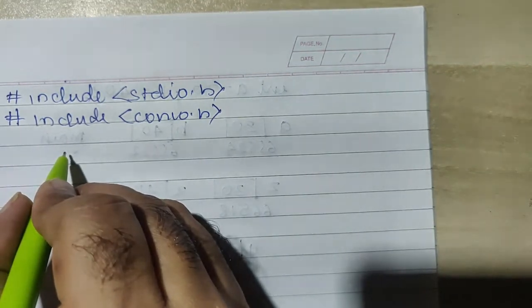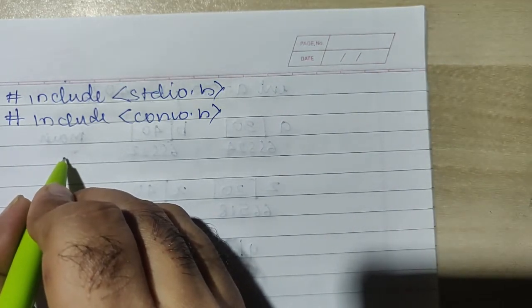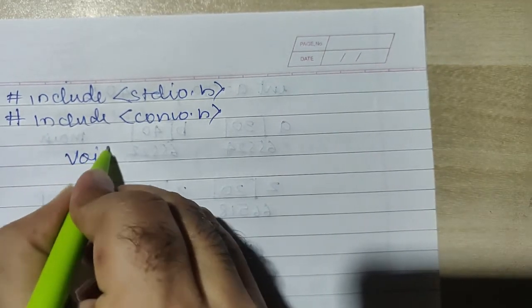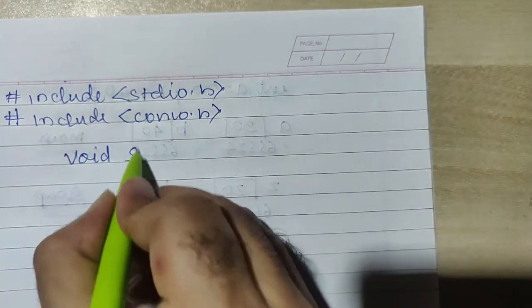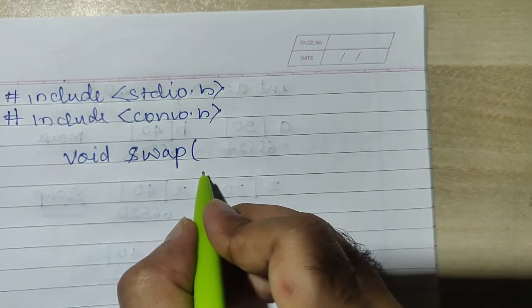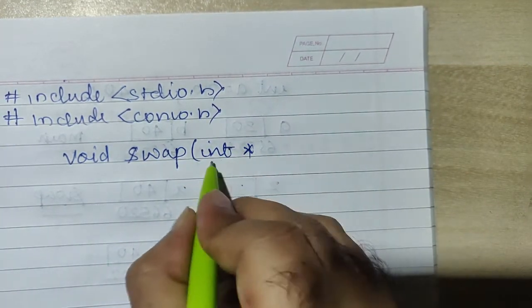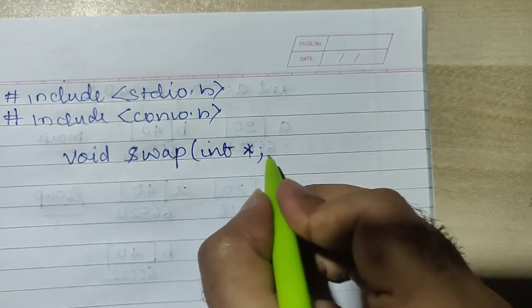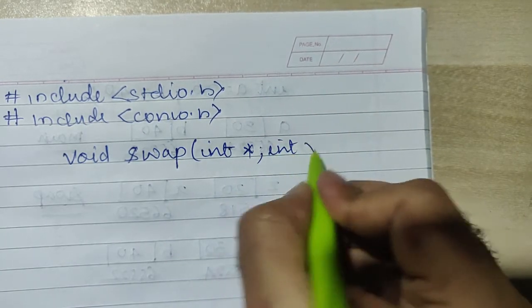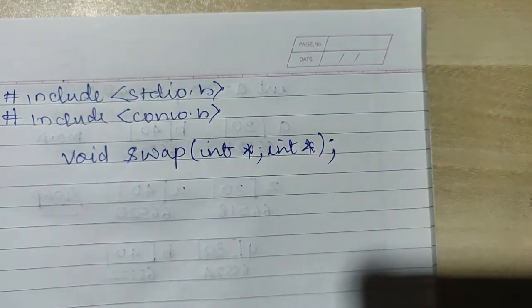So the name of the user defined function that I am using is swap and its return type is void because it is not going to return any value. So void swap, and because I'm going to pass addresses from main, I'll write int *. This is an indication of a pointer variable, comma int *, because I'm going to pass the addresses of two variables.